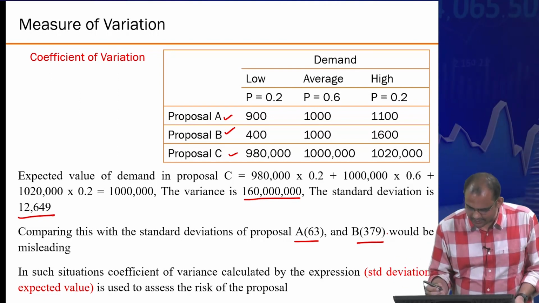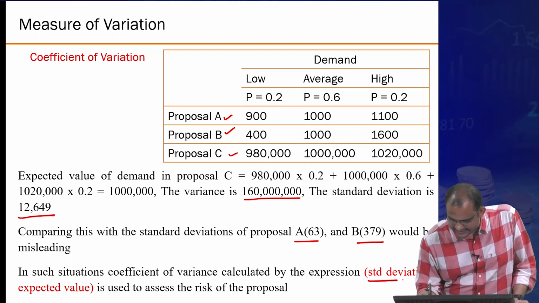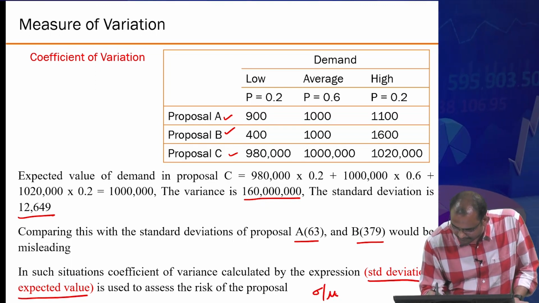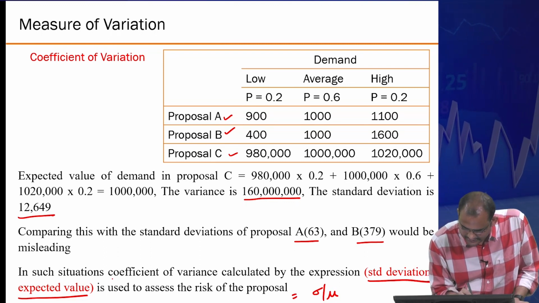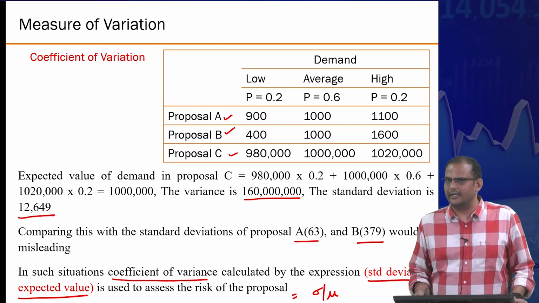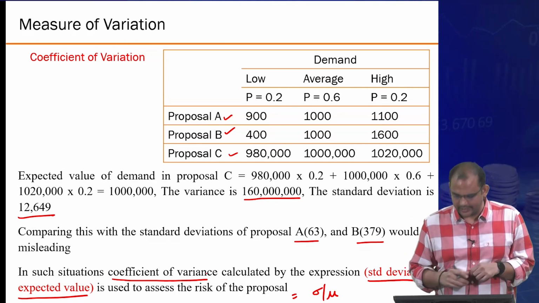So in that case, what you do is you normalize the standard deviation, and this is called standard deviation divided by the expected value, which is sigma by mu. This is called the coefficient of variation. This is a more normalized value to represent, and therefore you can compare these numbers easily. Okay.